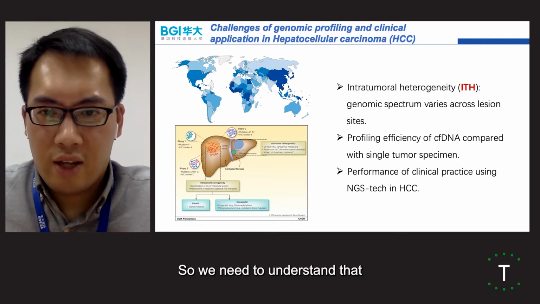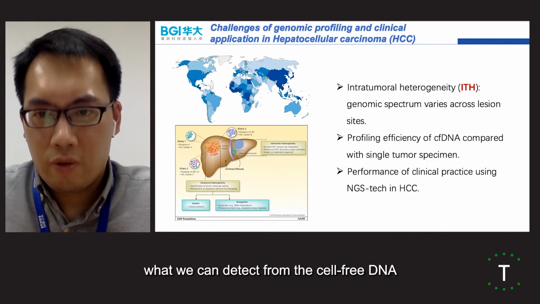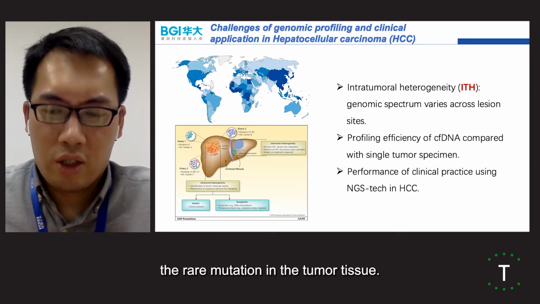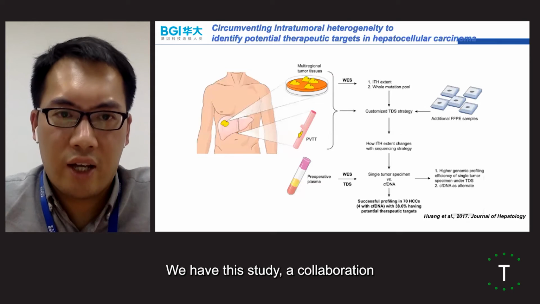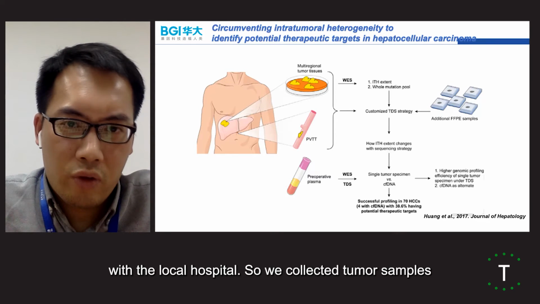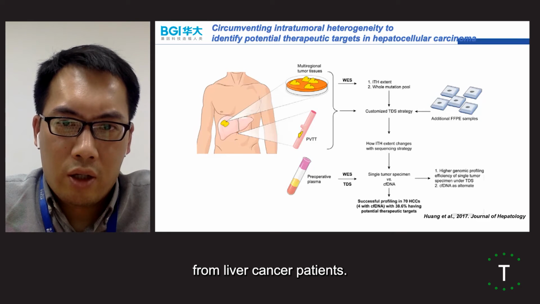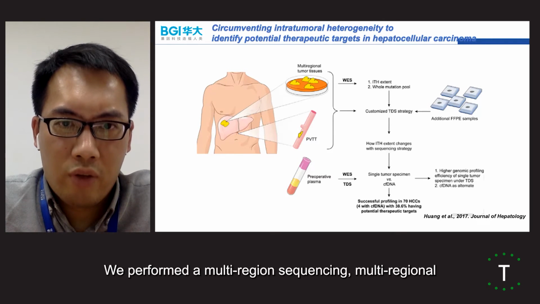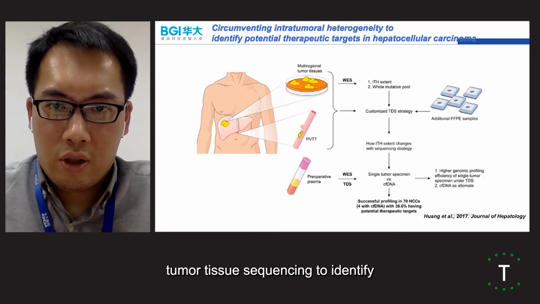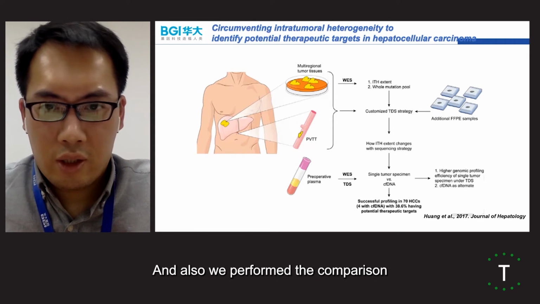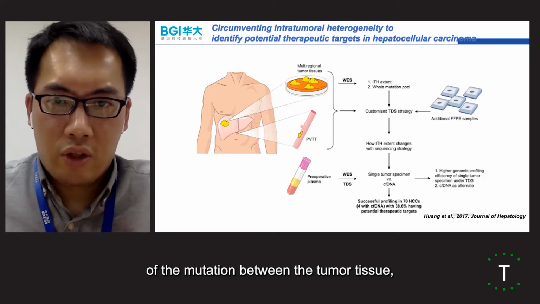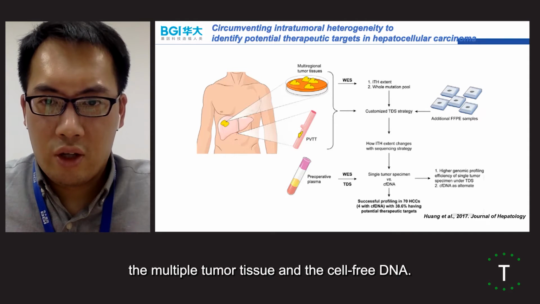So we need to understand what we can detect from the cell-free DNA and how these mutations can represent the real mutations in the tumor tissue. We have this study in collaboration with the local hospital. We collected tumor samples from liver cancer patients, and notably we performed multi-regional tumor tissue sequencing to identify the intratumoral heterogeneity, and also compared mutation detection between the multiple tumor tissue regions and the cell-free DNA.